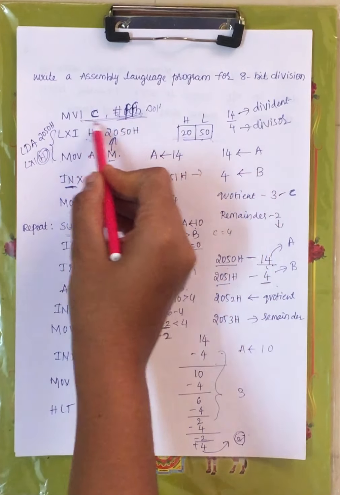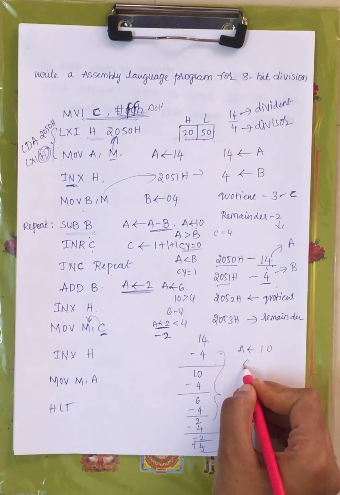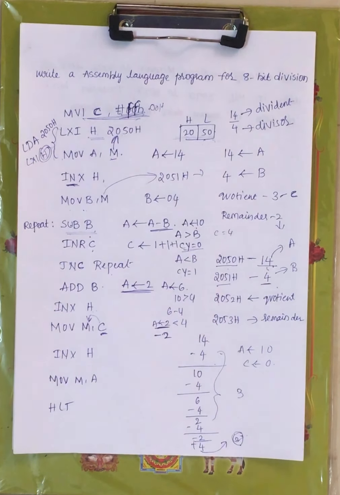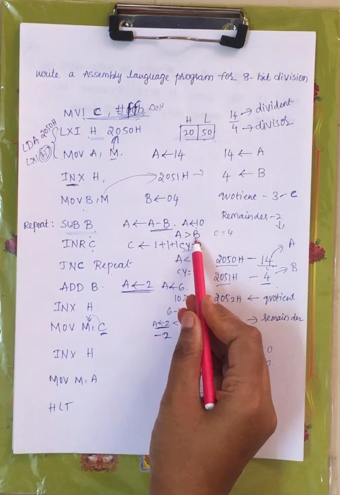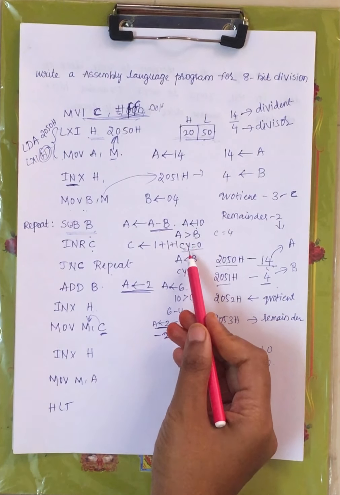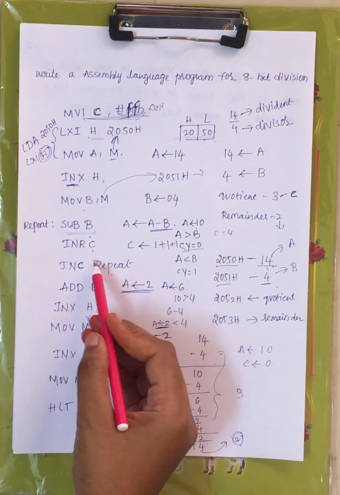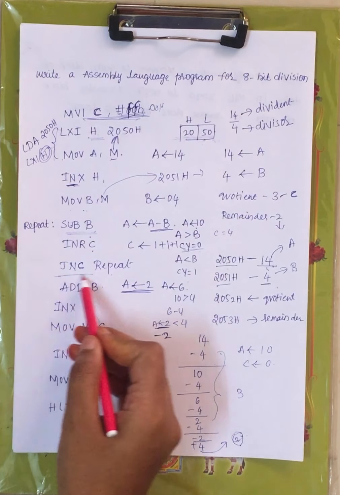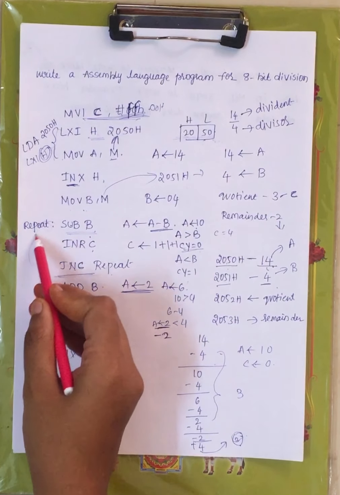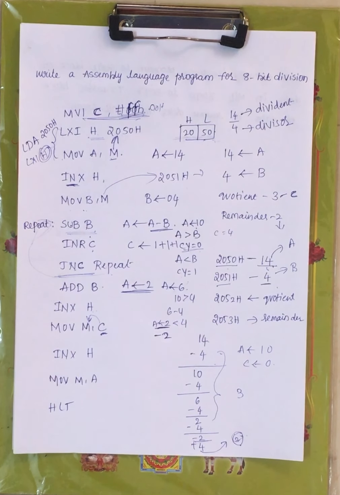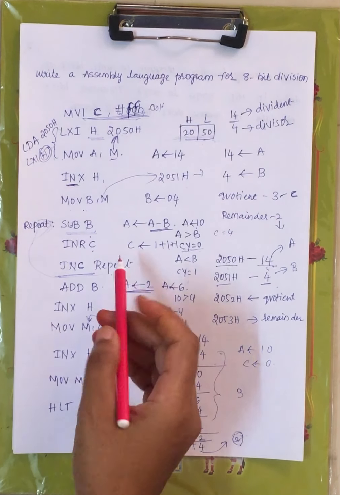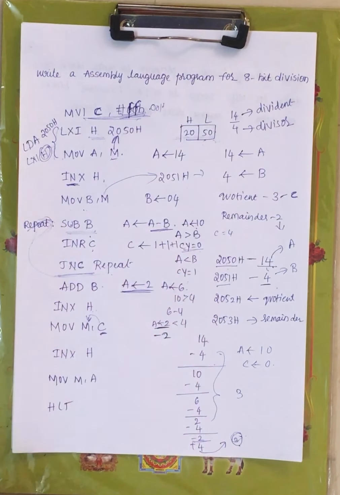Now initially C is FFH. After incrementing you are getting C as 0. Now when A is greater than B, carry will be 0. When A is less than B, carry will be 1. Now here A is greater than B, so jump if no carry, again it will jump to this loop.